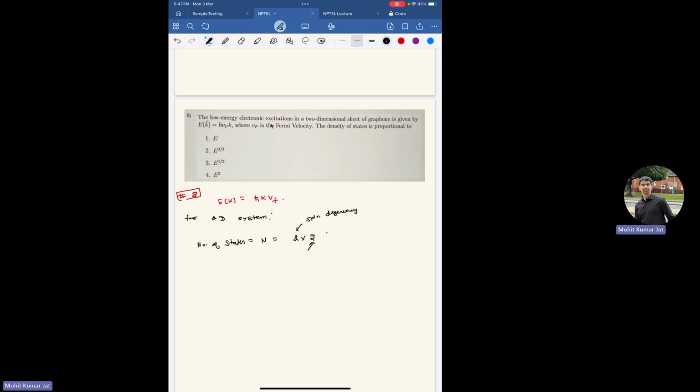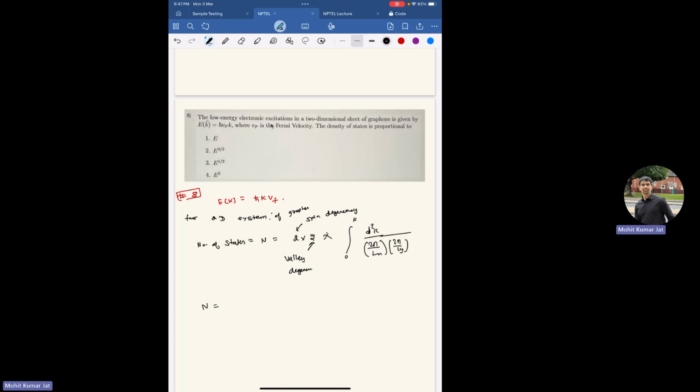2 is the valley degeneracy, that is the K and K prime of graphene, times the integral over k from 0 to k, with area A, so let me write it like d2k upon (2 pi) squared times Lx Ly, with spacings 2 pi by Lx and 2 pi by Ly.